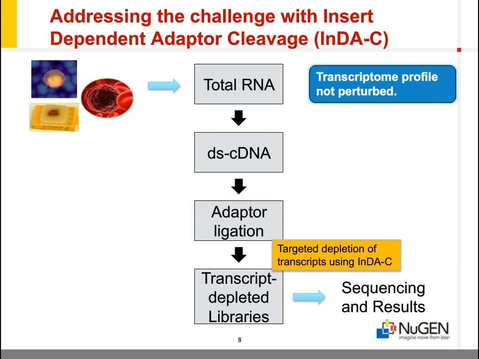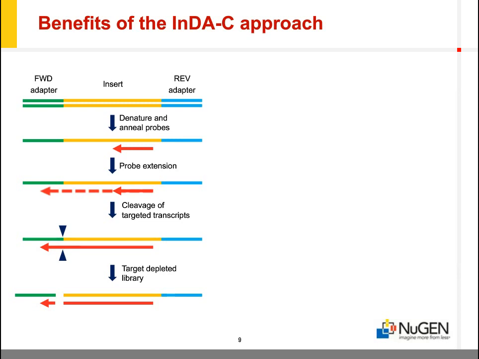In the InDA-C workflow, after adapter ligation, the double-stranded libraries are denatured and probes specific for the transcripts targeted for depletion are added. The probes anneal to their target transcripts and are extended through the insert into the adapter sequence. The requirement for the probes to hybridize and extend allows for greater specificity in targeting the transcripts for depletion compared to hybridization alone. After probe extension, the resulting double-stranded DNA is then cleaved by restriction enzymes, effectively removing this molecule from the library.